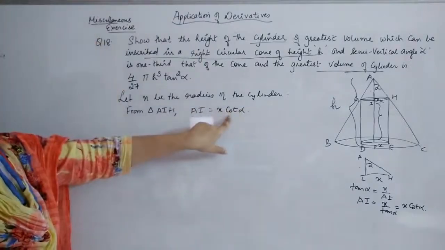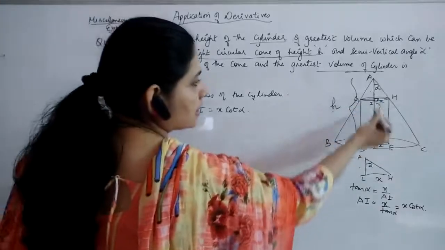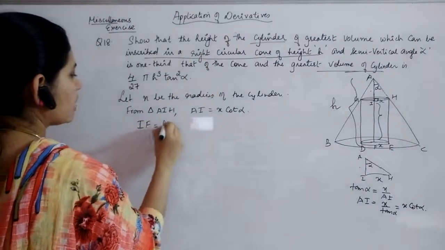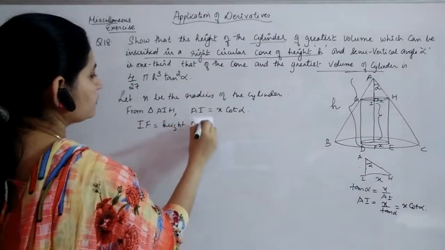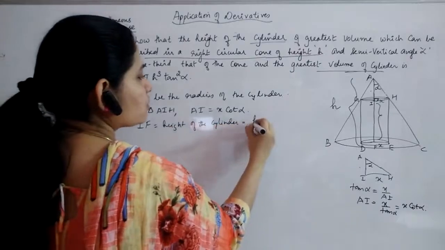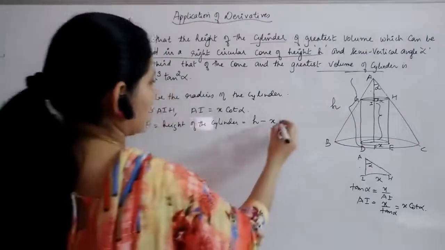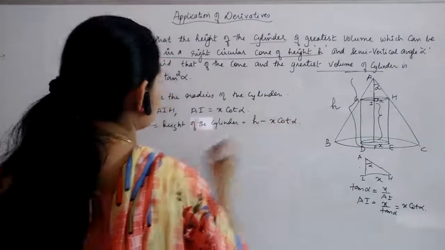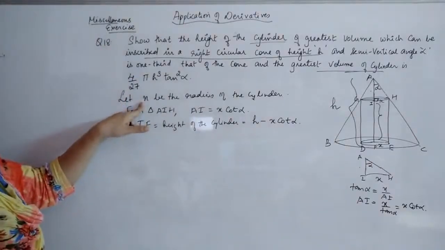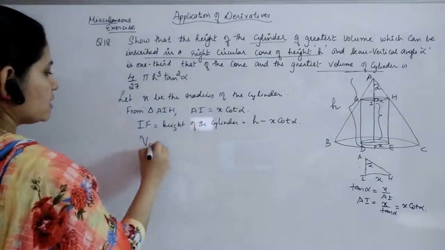Now if AI is x cot alpha, what will be the height of the cylinder, which is IF? IF is equal to the height of the cylinder, which will be the total height of the cone minus this length AI, which is x cot alpha. So this is the height of the cylinder, and x you have already taken as the radius. Now we can go for the volume.